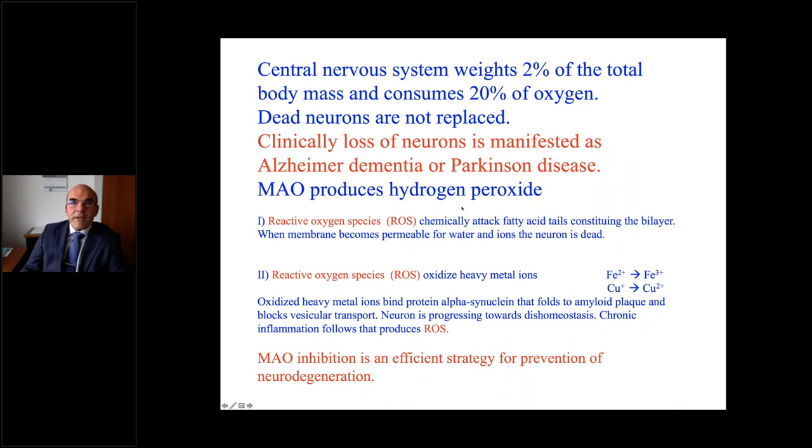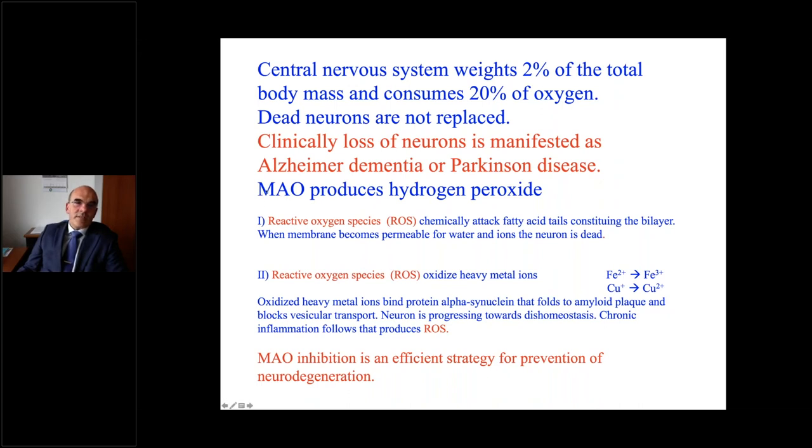Well, at the beginning, already in the title, I promised that we are going to talk about neurodegeneration. The central nervous system weighs 2% of the body mass, but still it consumes 20% of the oxygen. And clinically, dead neurons are not replaced. There are some exceptions. And clinically, loss of neurons in the central nervous system is manifested as Alzheimer's, dementia, or Parkinson's. And there are basically two mechanisms.